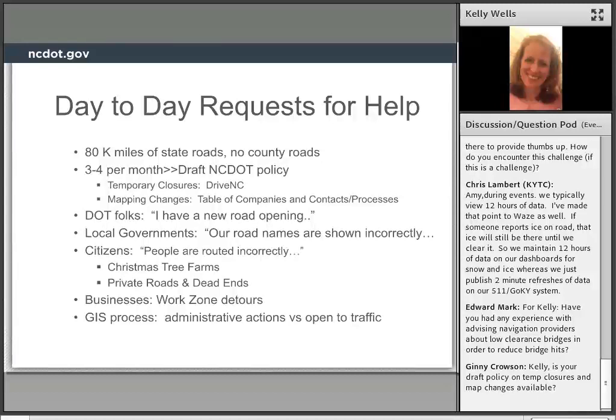We get people saying, I have a private road, and Google keeps routing people. I don't mean to always keep saying Google. And people keep getting routed down these roads. This road is a dead end. It used to not be a dead end. It's still used for routing to another location.